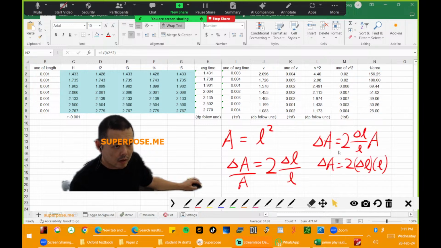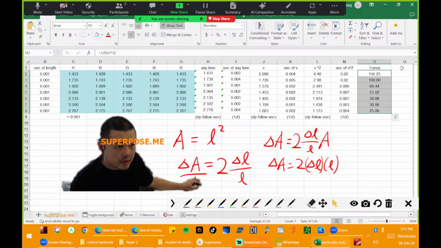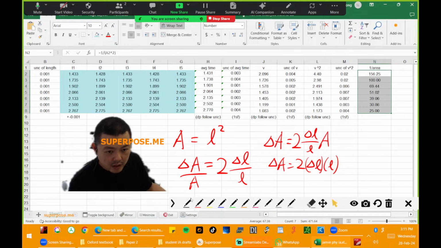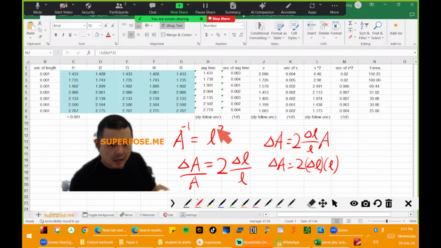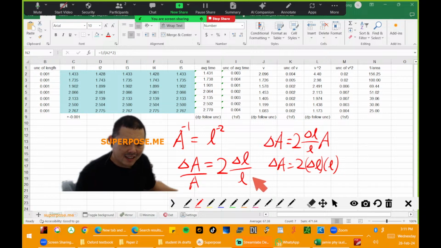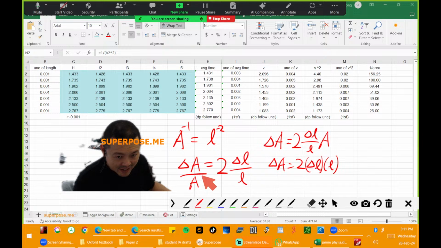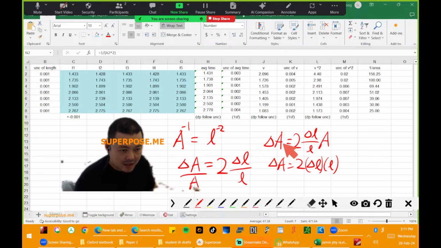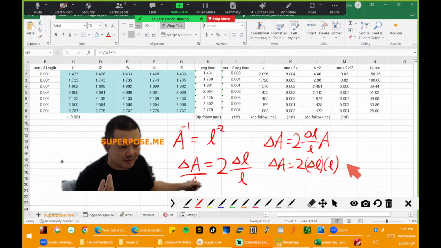Wait, okay, so uncertainty of area. But it's 1 over area. Does it make a difference? 1 over area is L to, let me amend this, sorry. Area to the power of minus 1 is L to the power of minus 2. So del area over area is still the same. The power rule is still the same. Yes, it's still the same. Just trying to figure out whether I made a mistake there.